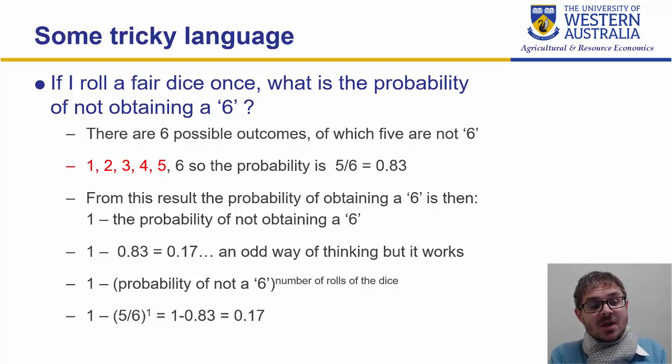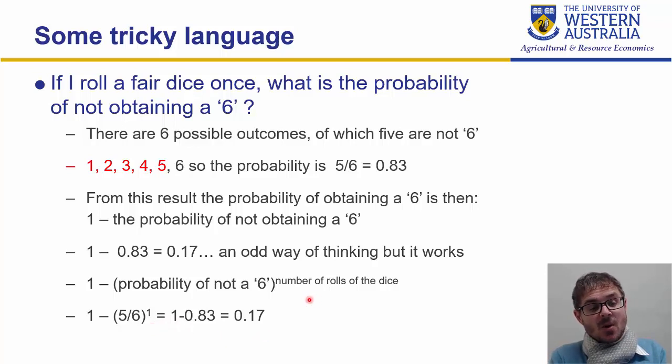Now, the way that we can work out things when we have multiple rolls is this more specific formula down here. It's 1 minus the probability of not rolling a 6, to the power of the number of rolls of the dice. Because we only had 1 roll of the dice, we had a 1 sitting up here. So it still gives us 0.16.